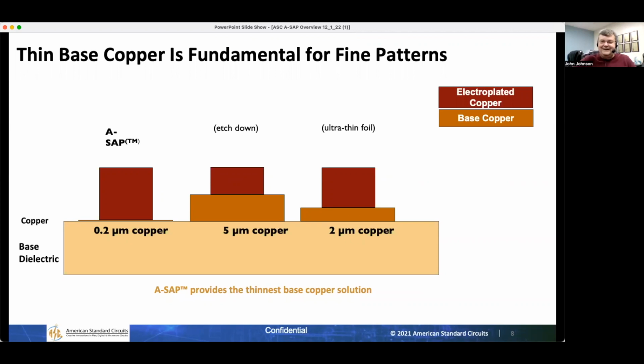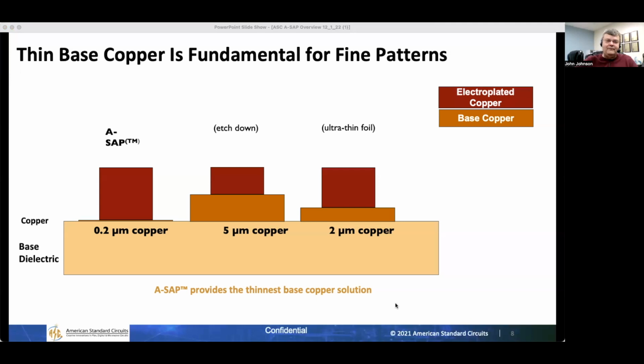And let me tell you what, as someone who has been in this industry a long time, it brought tears to my eyes. It's just beautiful. And that spiral pattern we did was just awesome. It was no shorts, no opens. It was just really good.